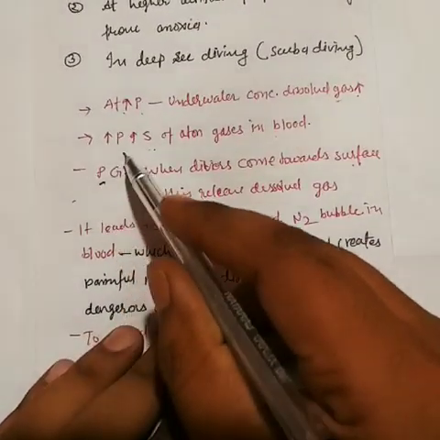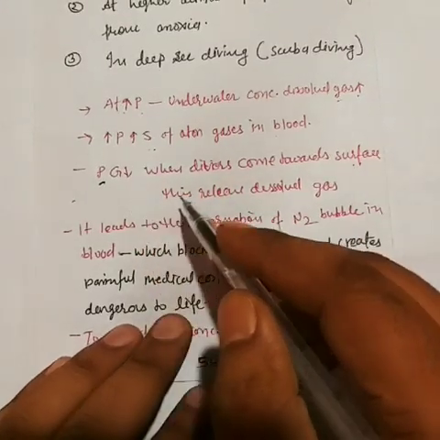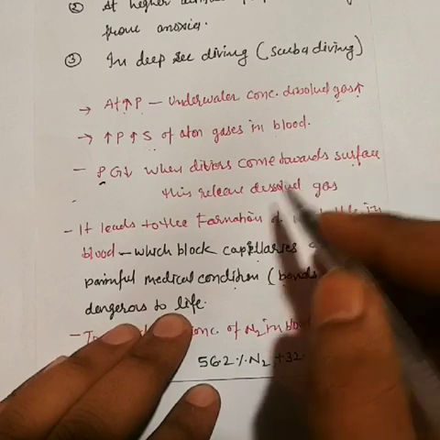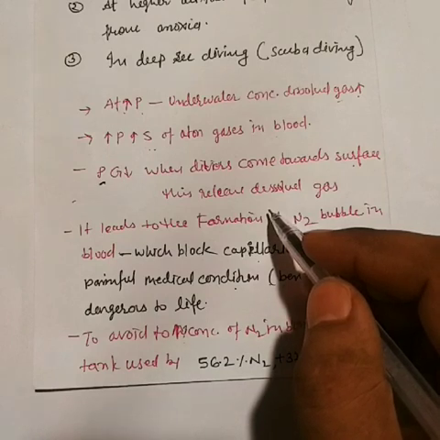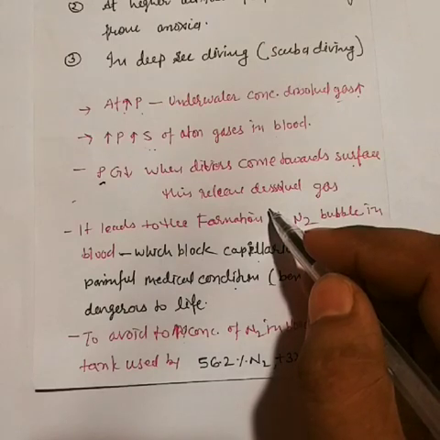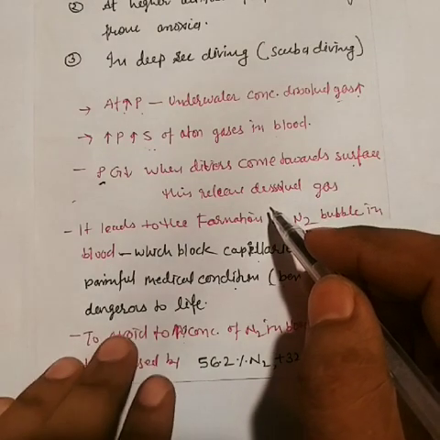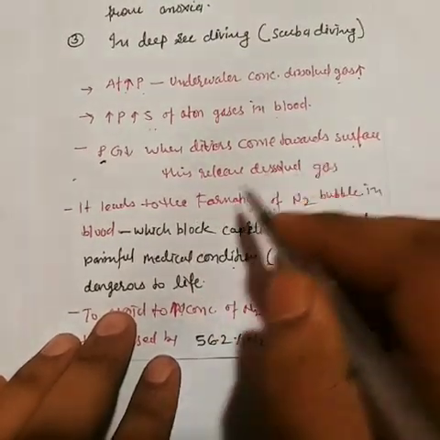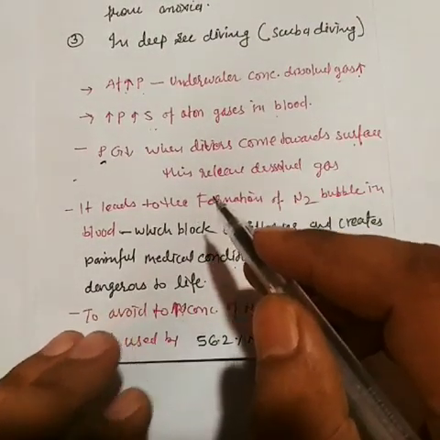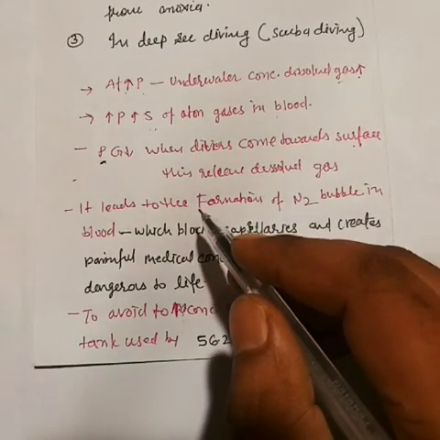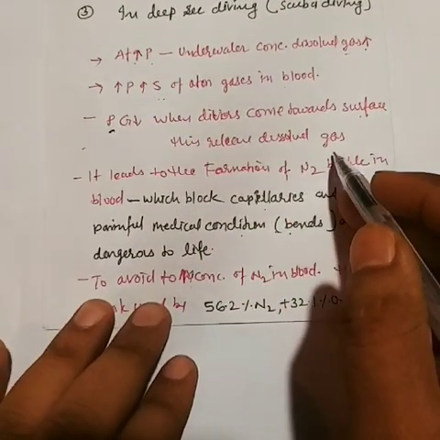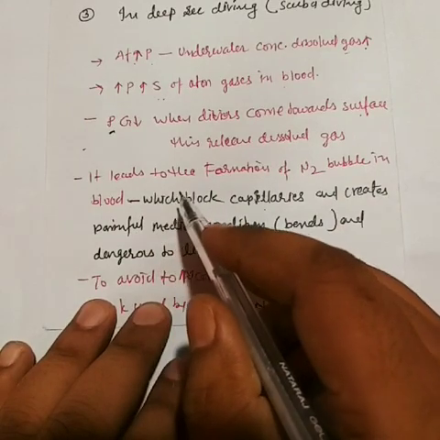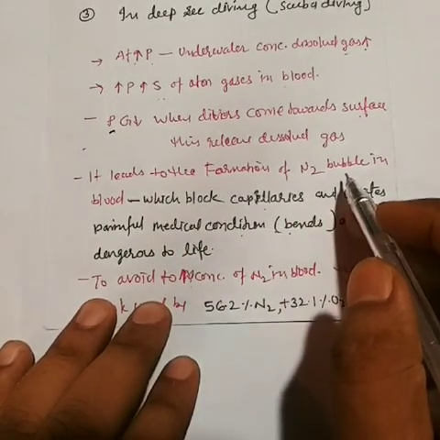So now, when the pressure gradually decreases as the divers come towards the surface, the dissolved gas is released. Whenever we gradually come up to the surface of the water, the solubility of gas decreases. The gas is released gradually, and the rate of release increases. And finally it leads to the formation of nitrogen bubbles in blood.